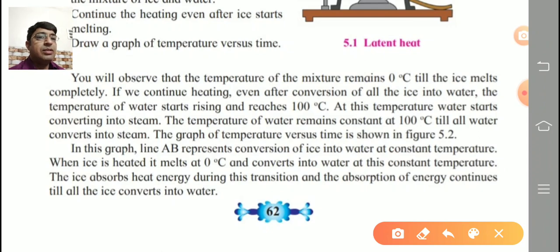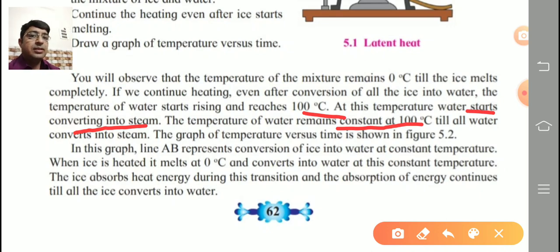At this temperature, 100 degrees Celsius, what happens? Water starts converting into steam. The temperature of water remains constant at 100 degrees Celsius till all the water converts into steam. Already you know that the melting point of water is 0 degrees Celsius and the boiling point of water is 100 degrees Celsius. The graph of temperature versus time is shown in figure 5.2 on the next page.